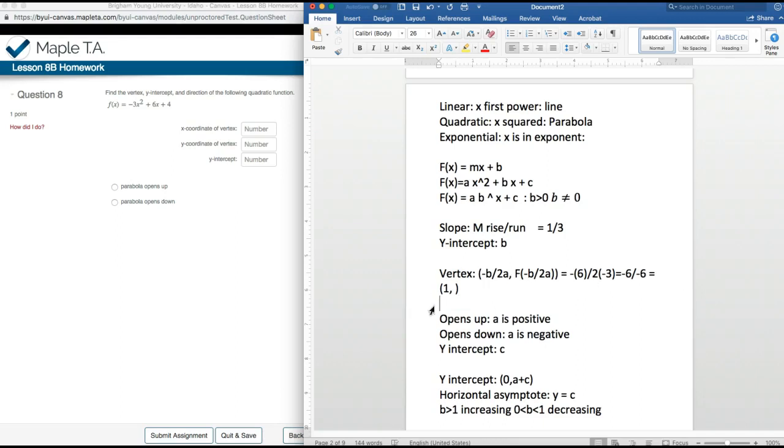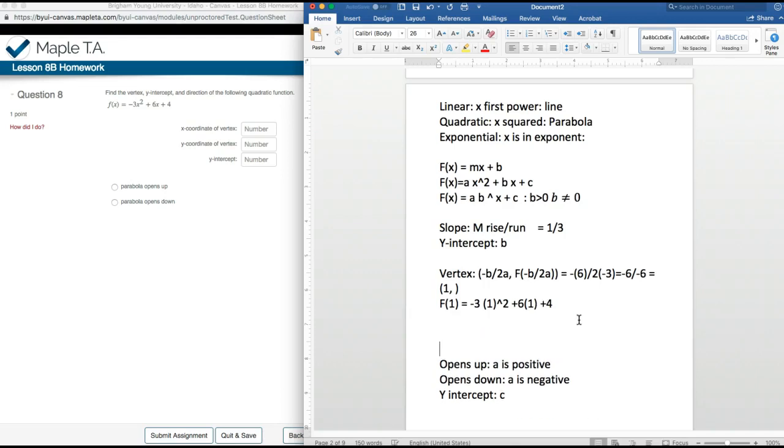The next one, we'll put the 1 into the function, f of 1 now. And every time I see that x is when I'm going to put parentheses around whatever I'm substituting in. So I have negative 3 times 1 squared plus 6 times 1 plus 4. And then using the order of operations, exponents first, 1 squared is 1. So I am left with negative 3 times 1 plus 6 times 1 plus 4.